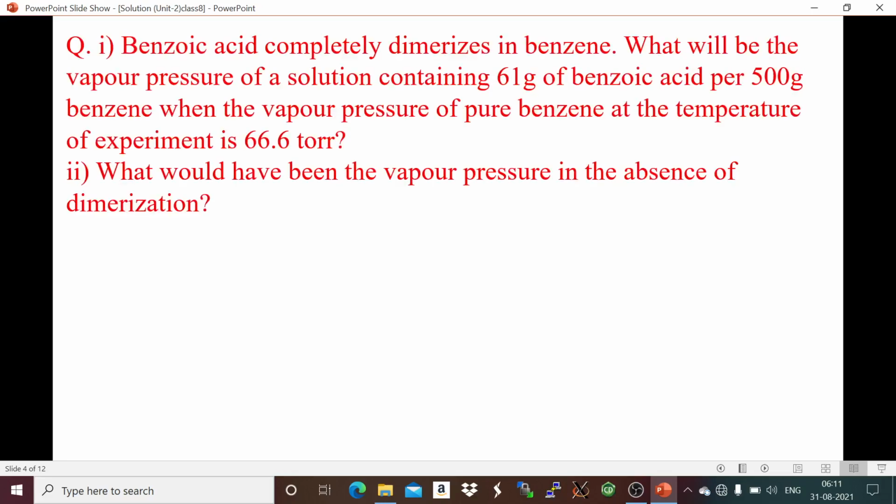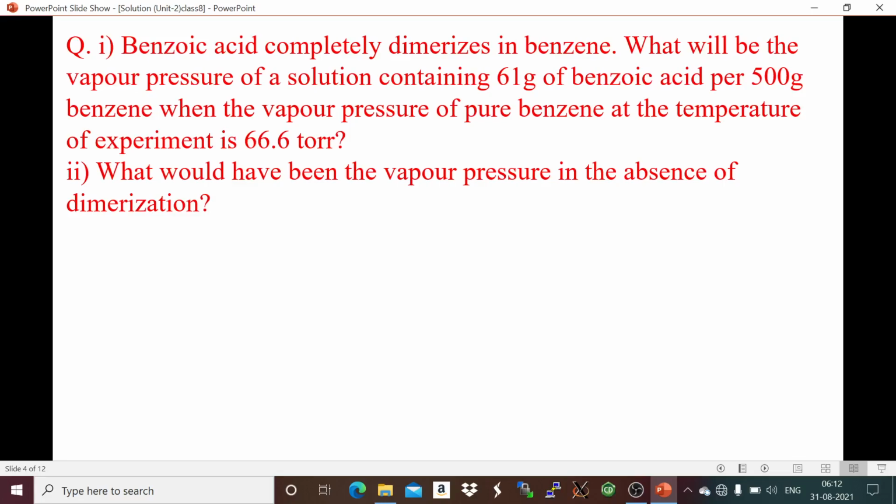So next one, benzoic acid completely dimerizes in benzene. So if benzoic acid completely dimerizes in benzene, that means if we take 1 mole, then we will get half mole. 2 benzoic acid molecules combine to give 1. So if we take 1, we'll get half, no? So benzoic acid completely dimerizes in benzene.